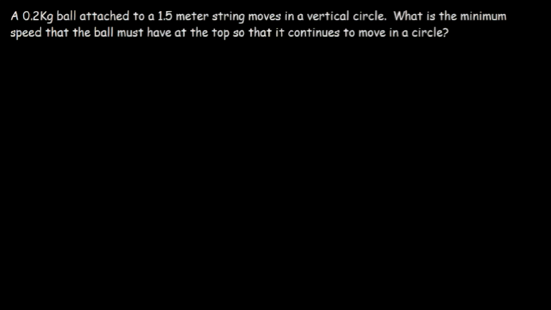A 0.2 kilogram ball attached to a 1.5 meter string moves in the vertical circle. What is the minimum speed that the ball must have at the top so that it continues to move in a circle? So at the top, if the ball is moving fast enough, it's going to move in a nice circle, and the rope is going to be fully extended because there's going to be a tension force.